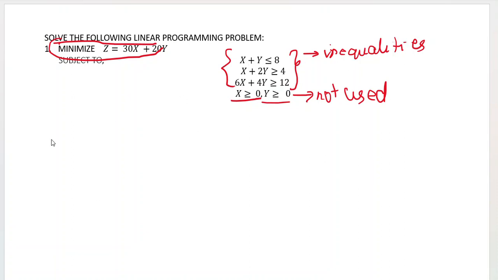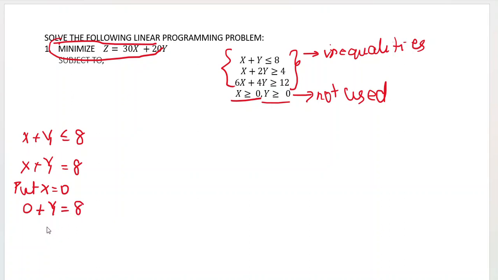We take the first one, x plus y less than or equal to 8. We convert it to an equality by putting x plus y equal to 8, and we find 2 points. How do we find the 2 points? Put x equal to 0. You get 0 plus y is equal to 8, so y is equal to 8. So your first point is clear: when x is 0, y is 8.